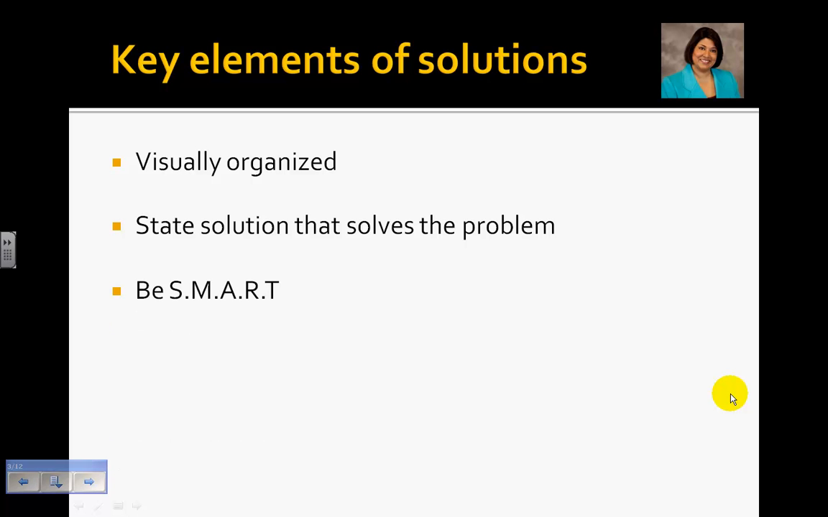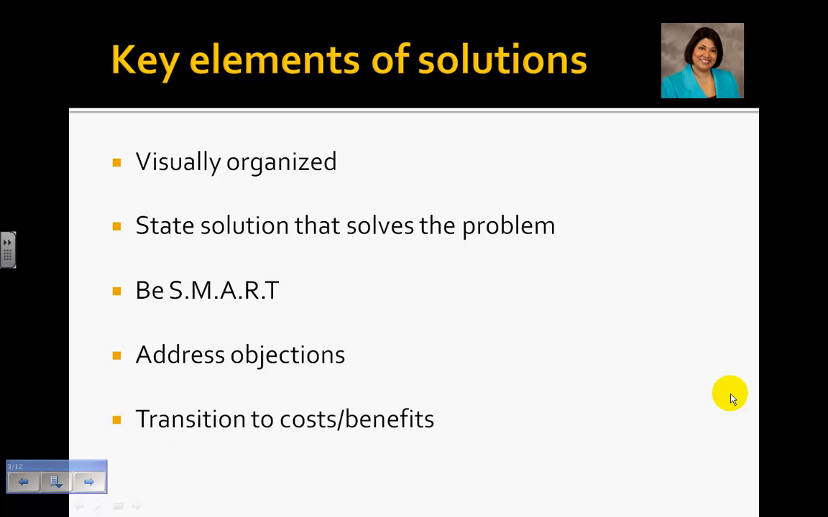Third, it's important that the solution be SMART. Now, if you're looking for more information on SMART goals, the same principle applies to solutions, and you'll want to also address objections and transition to your costs and benefits. Now, I want to go back to the SMART piece.